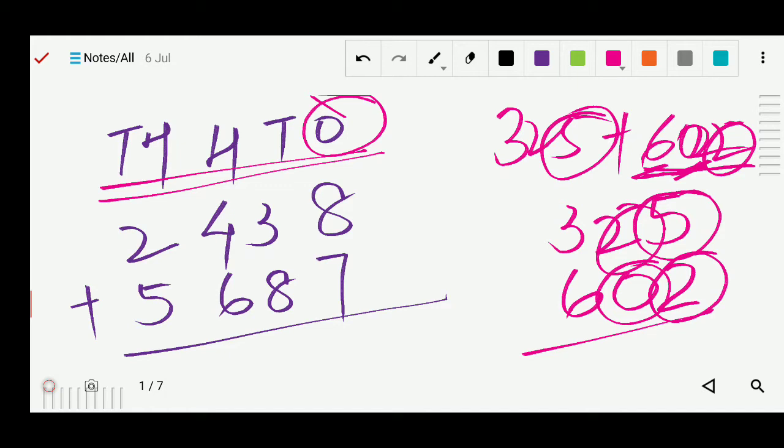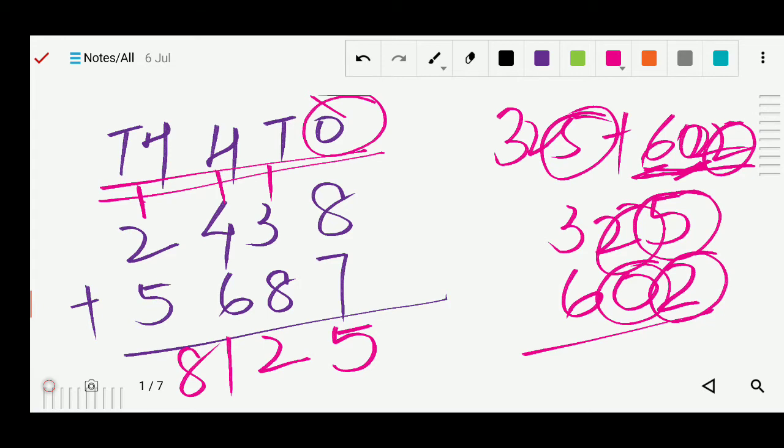So here we will add 8 plus 7, what is that? 15. So we do not write 15, we write 5, and the carry we write here. 8 plus 3, what will be 8 plus 3? 11. 11 plus 1, this carry, that is 12, carry 1 right here. 6 plus 4, 10 plus 1, 11, carry 1. 5 plus 2, 7 plus 1, carry 1 is there, so that is 8. What is the answer? 8125.